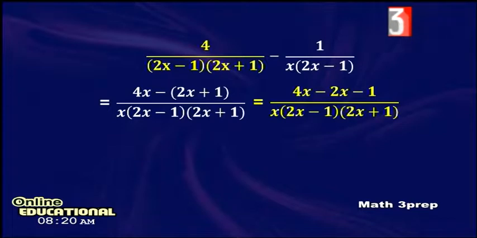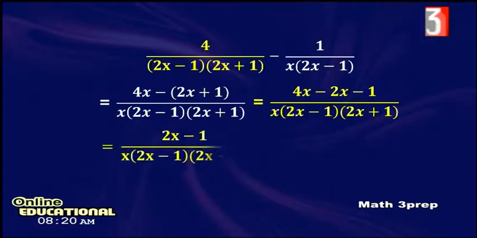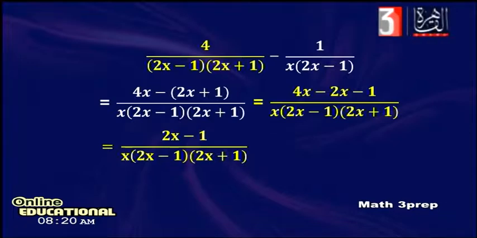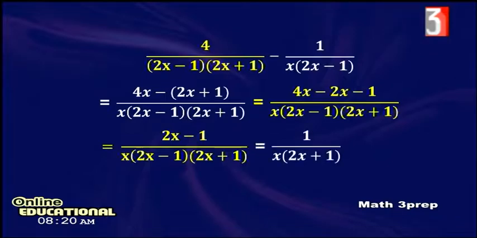By collecting like terms in the numerator, you are going to obtain a result as 2x minus 1 over x(2x minus 1)(2x plus 1). What do you notice? You are going to notice that there is another reduction for 2x minus 1 in the numerator and 2x minus 1 in the denominator, to obtain a result as 1 over x(2x plus 1).